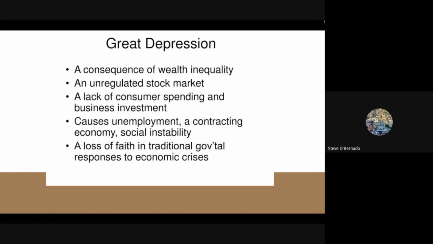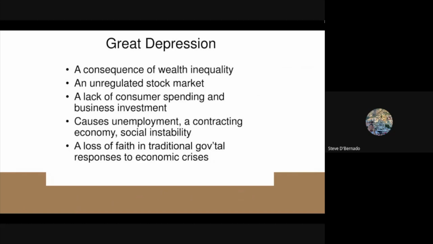People go homeless, people lose jobs, big companies shut down, banks shut down, your life savings inside of a bank wiped out, major corporations close, and this spreads all over the world, and you get the Great Depression. This is a consequence of wealth inequality, the unregulated stock market where people are buying, selling, and trading in a way like wildfire that people have never seen before. Too much, too fast. A lack of consumer spending and business investments scared everybody. People pull their money out of the stock market, and that created the scare.